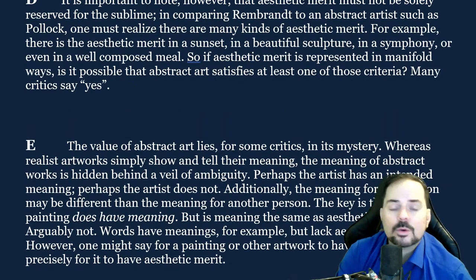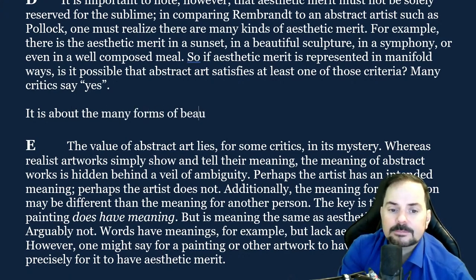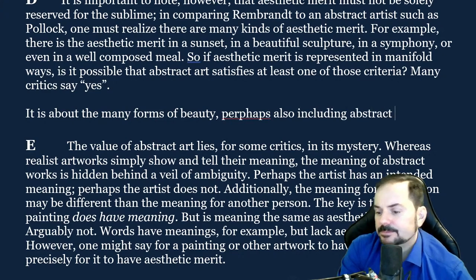Okay, so what is this paragraph about? It is about the many forms of beauty, perhaps also including abstract art.